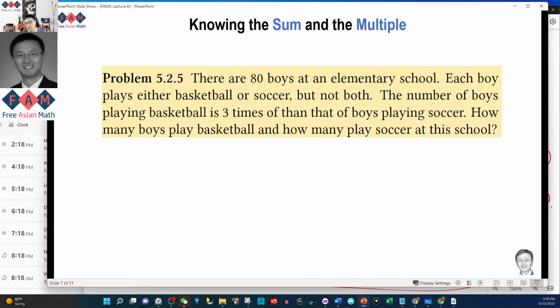This is another classic type of word problem. What are we trying to figure out? We still have 2 quantities, right? One is the number of boys playing basketball and one is the number of boys playing soccer. But the relationship now is not simply sum. We still have the sum, but not sum and difference. Instead of having a difference, we have a multiplicity relationship. That is, the number of boys playing basketball is 3 times the number of boys playing soccer.